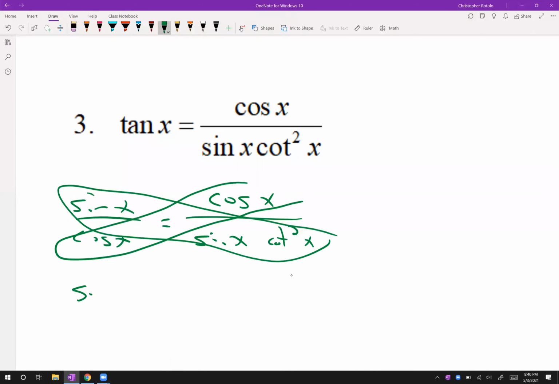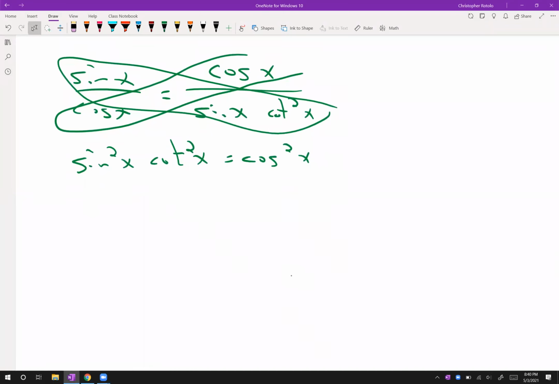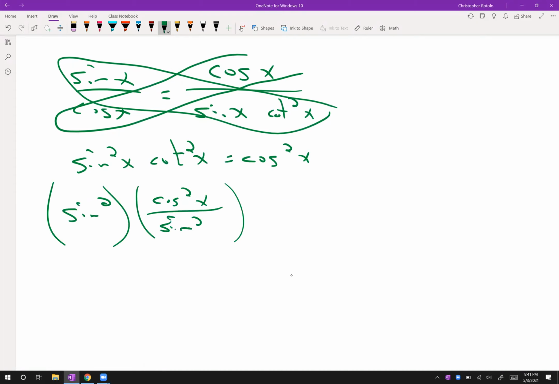So we're going to end up with sine squared x cotangent squared x equals cosine squared x. Well, what's cotangent? Cotangent is going to be, so I'm going to have my sine here. Cotangent turns into cosine squared over sine squared. Take a look at that. So we're able to get rid of those. So now I have cosine squared x equals cosine squared x, and I think we agree that that is true.